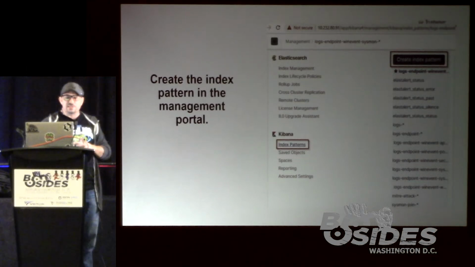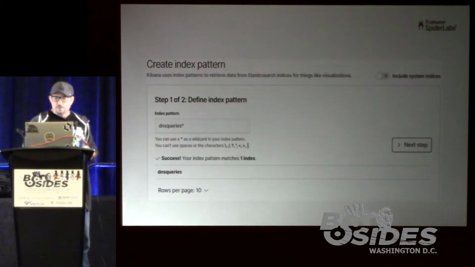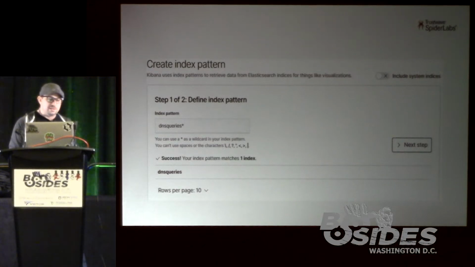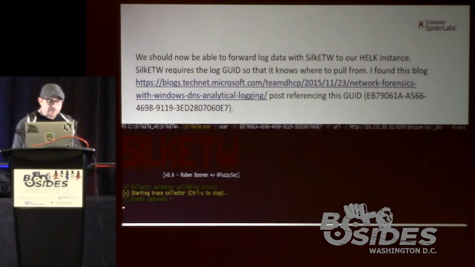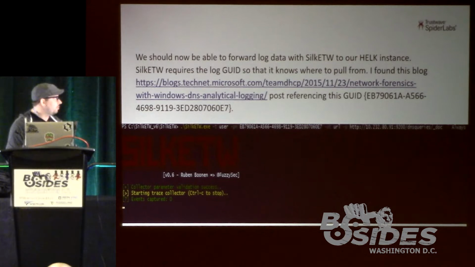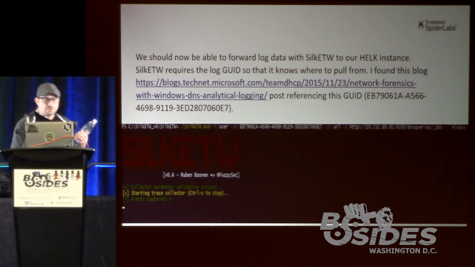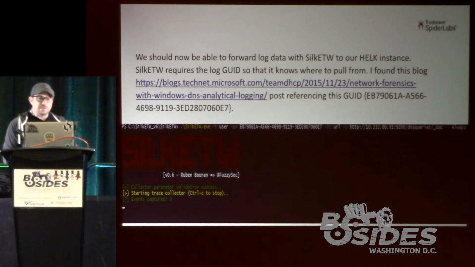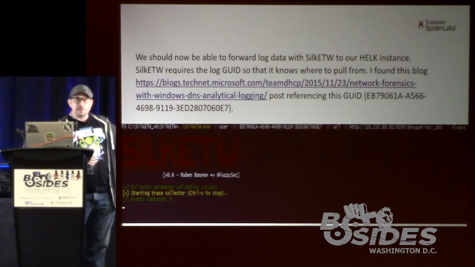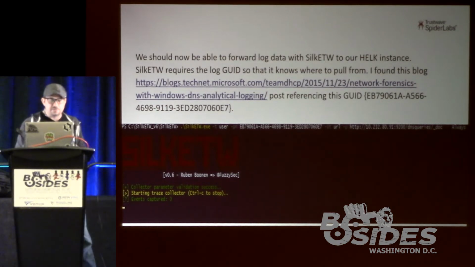So we have to create an index pattern in the management portal, so it knows what to see from the events. I'm going to define that as DNS queries, and then set the timestamp filter. And then we can run SilkETW on our domain controller or DNS server. There is a GUID that's required, and I found that in a TechNet blog, which GUID to use for DNS analytical logging. And we forward that information onto our HELK stack at port 9200, like we opened in the Docker container. So it starts tracing, it starts sending.